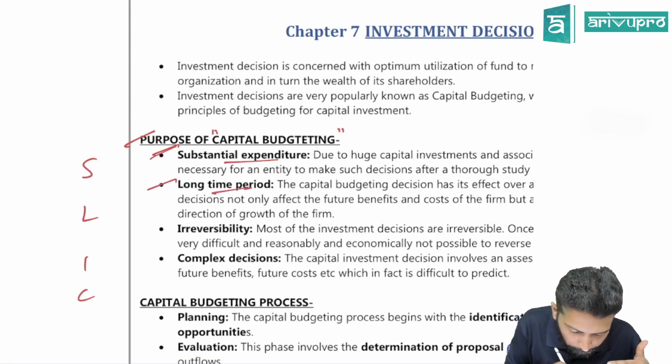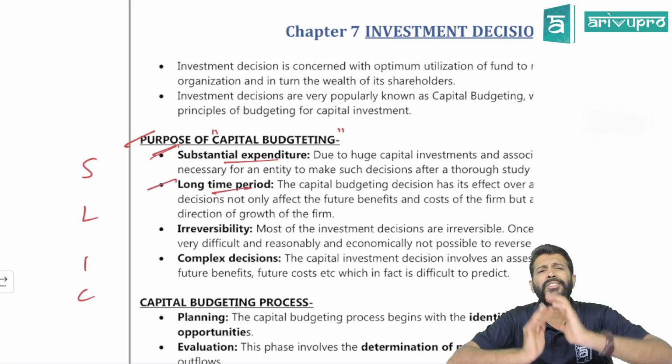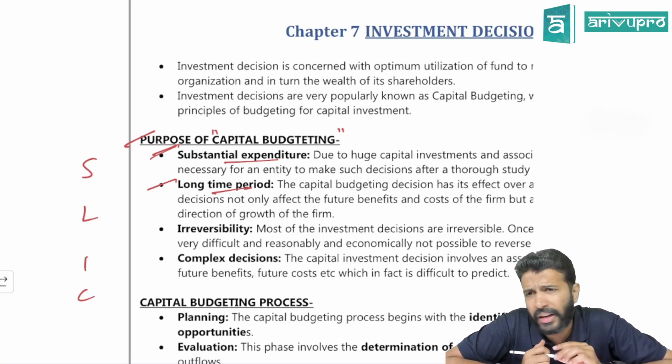L is for long period of time. Suppose we decided to do a CA course. Okay, we enrolled the students and all. Can we back away, or does it have a long-term impact?